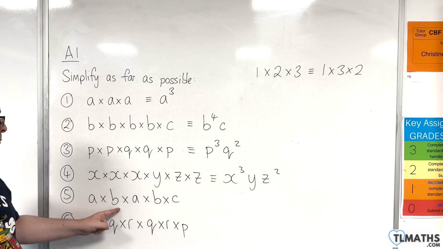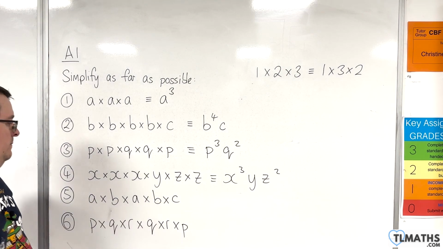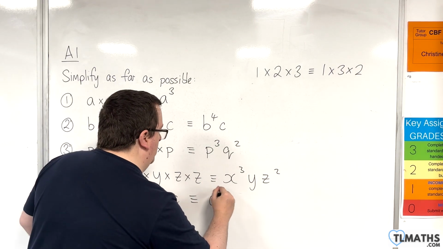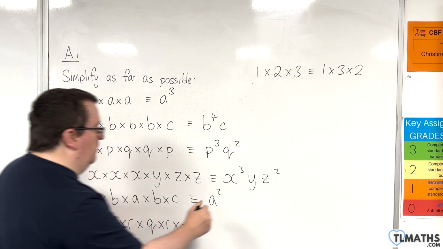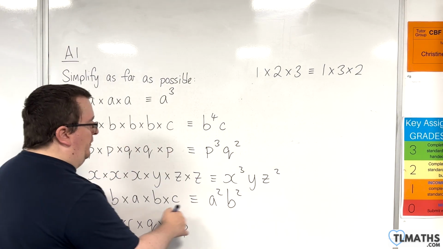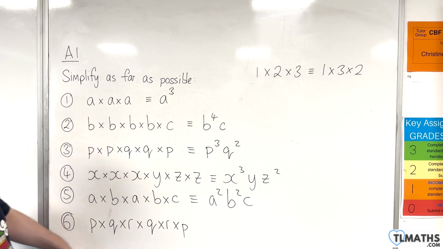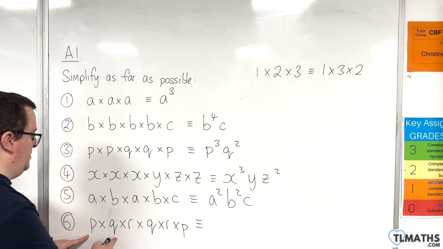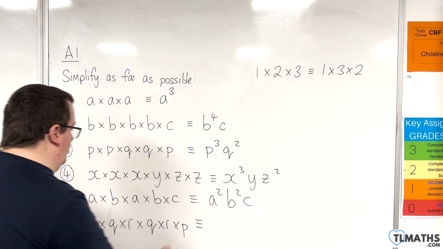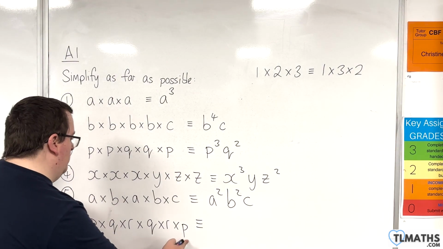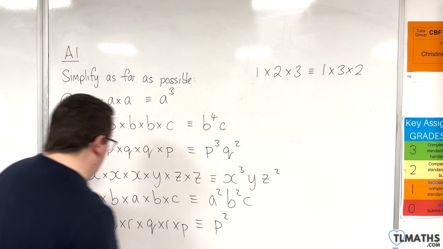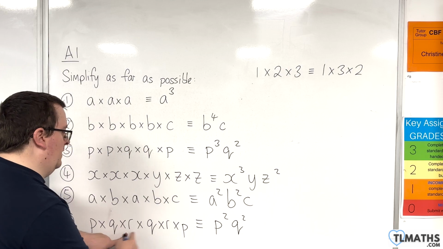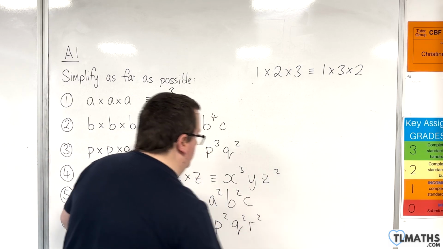Number 5, a times b times a times b times c. So I've got an a times an a, so a squared. I've got b times b, so b squared, and I've got the c. And number 6, we have p times q times r times q times r times p. So we have a p times a p, so p squared, q times a q, so q squared, and then r times an r, r squared.